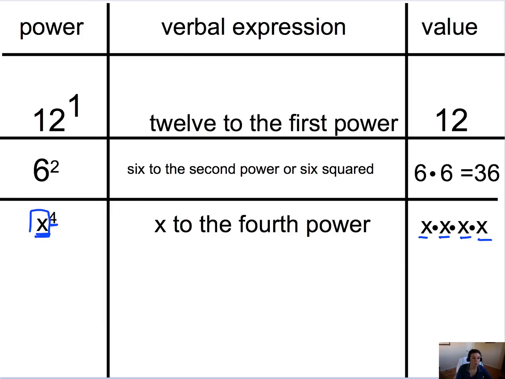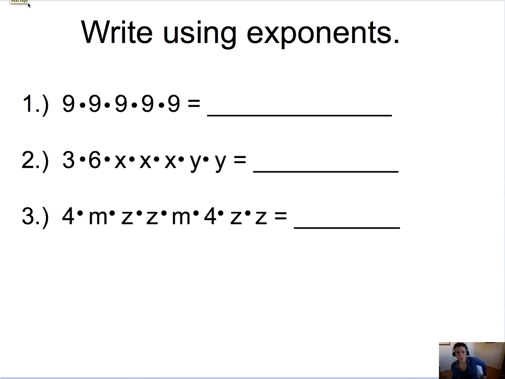Okay, so now let's talk about how you would write this. It says write using exponents. So here we are multiplying 9. That means that 9 is the base. So I write 9. Now how many times did we multiply it by itself? 1, 2, 3, 4, 5. So that means that the exponent is 5. 9 to the 5th power.